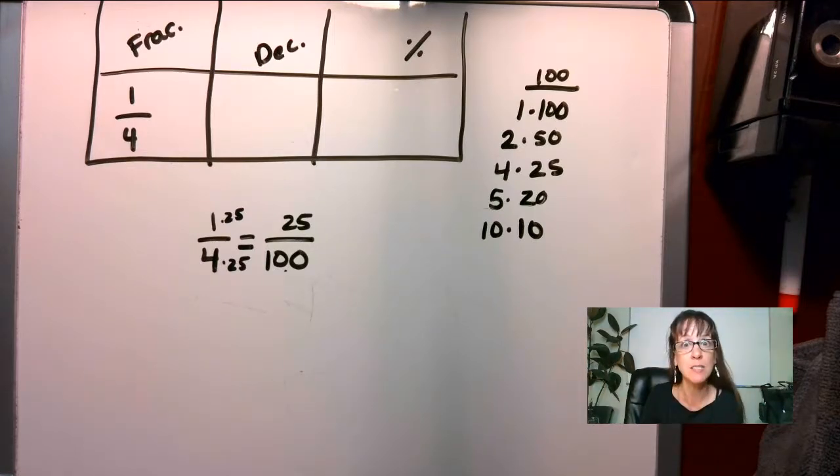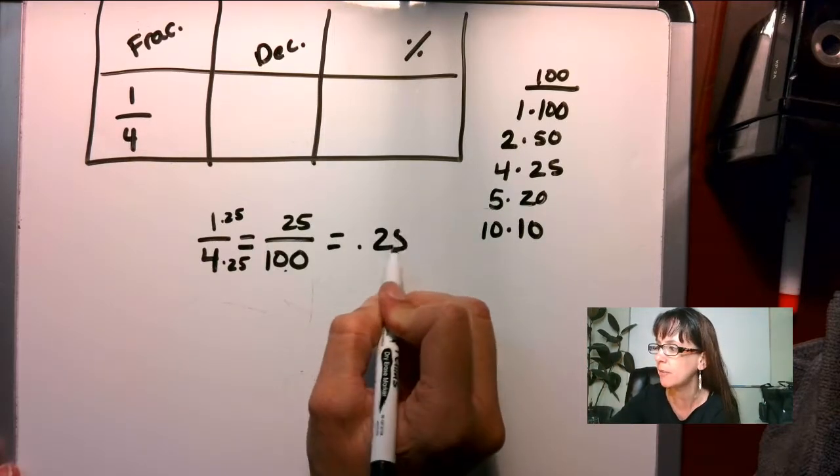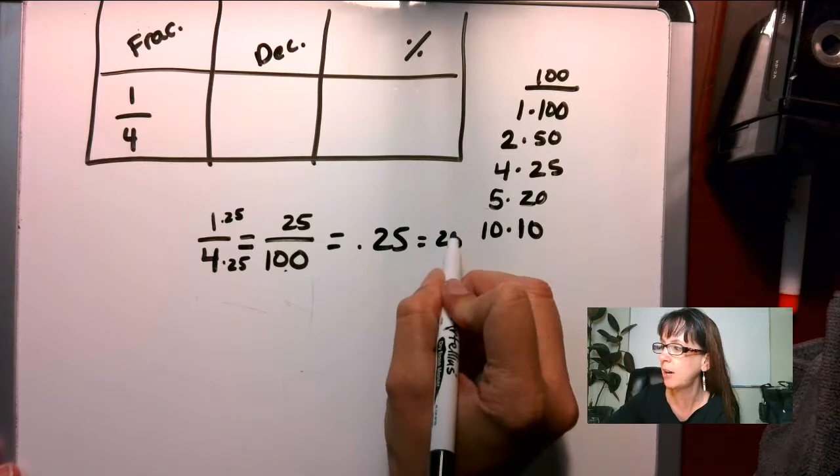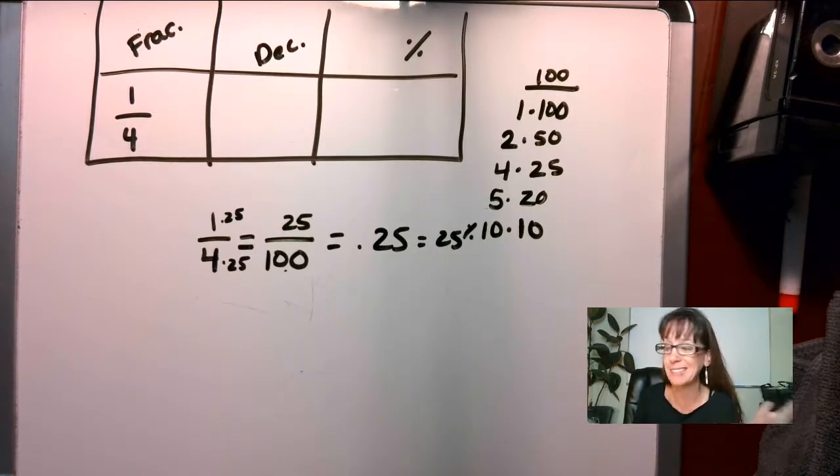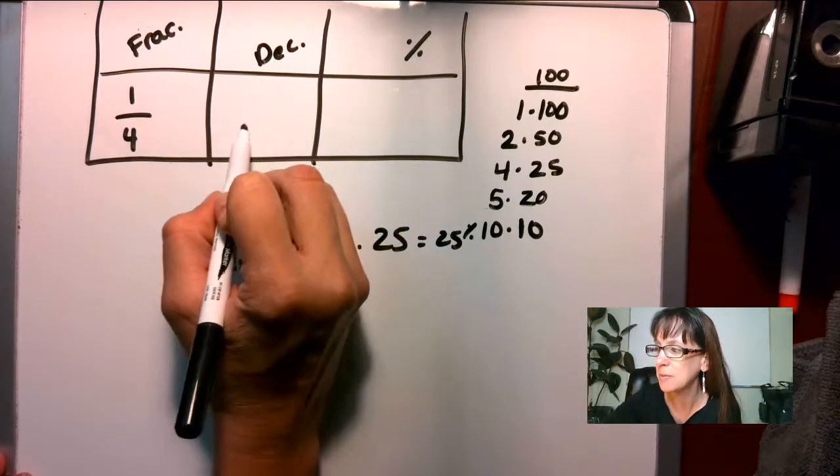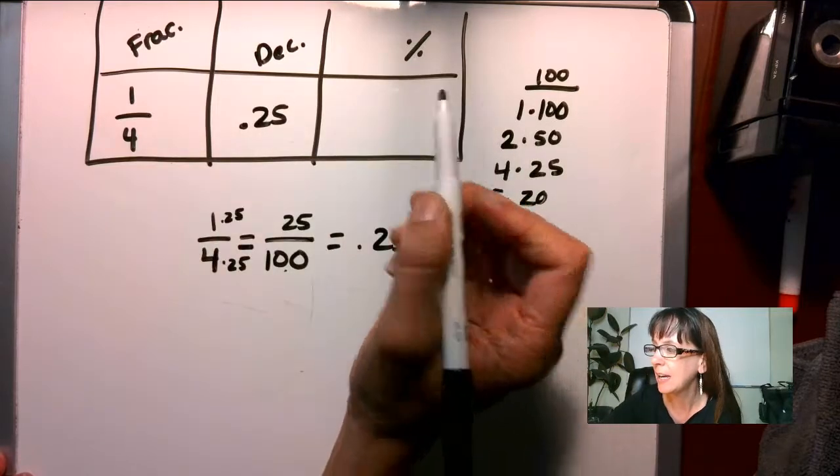And as soon as something's over 100, you're able to write it as 0.25, which equals 25%. So we've done that first one. That's it. That's all there is to it. As a decimal, it's 0.25, and it's 25%.